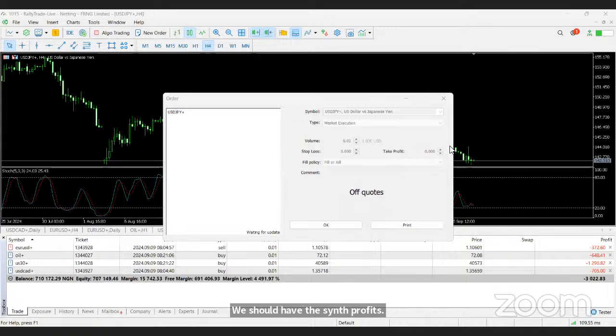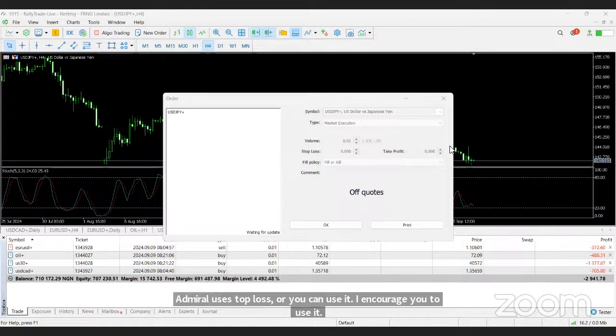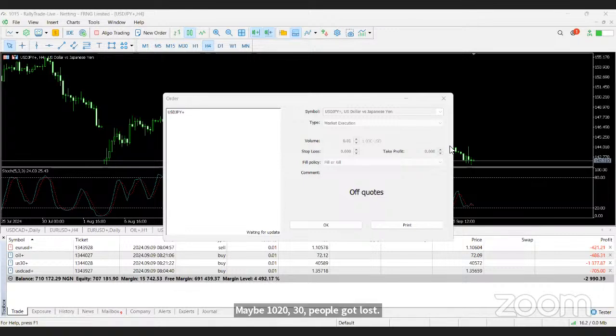Victor, this direct answer is to you and every other person that is asking for take profit. You can appoint 10 pips. For stop loss, you can appoint maybe 20, 30 pips for all the trades we have. I'm not using stop loss, but I encourage you to use it. Maybe 10, 20, 30 pips stop loss, and then 10, 20, 30 pips take profit.